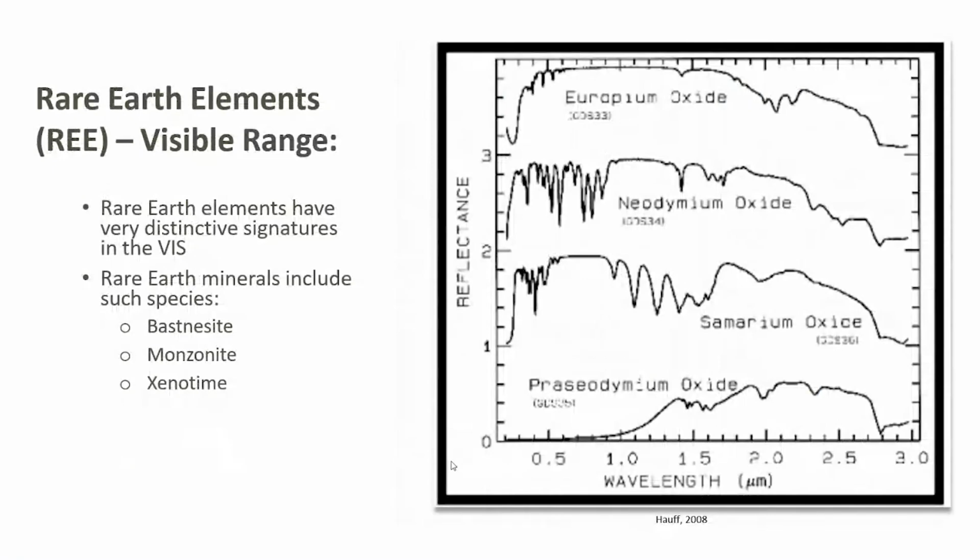Rare earth elements have very distinctive signatures in the visible region and can be seen in the figure here. Rare earth minerals include such species as bastnasite, monazite, and xenotime.